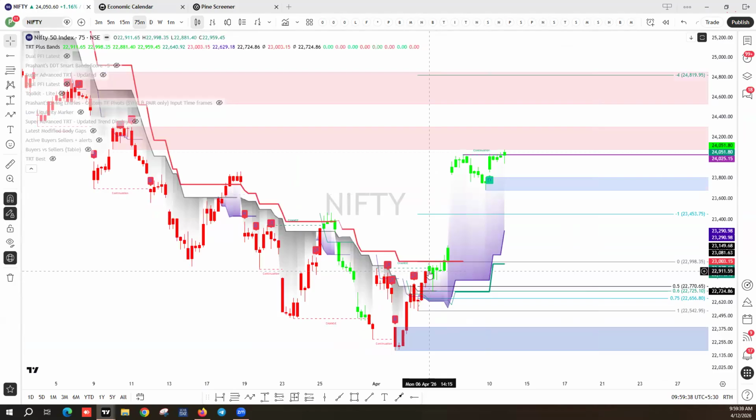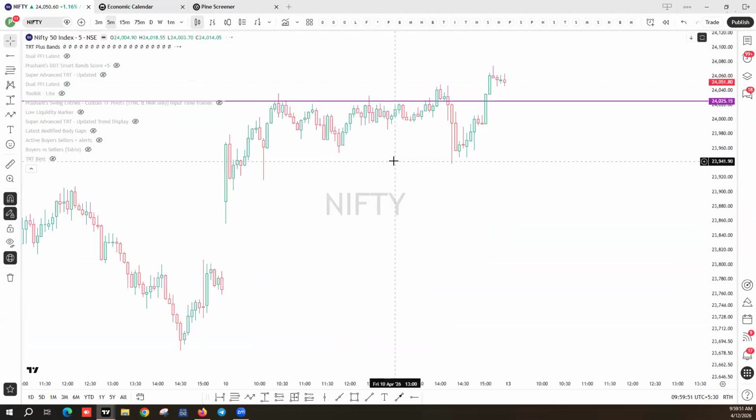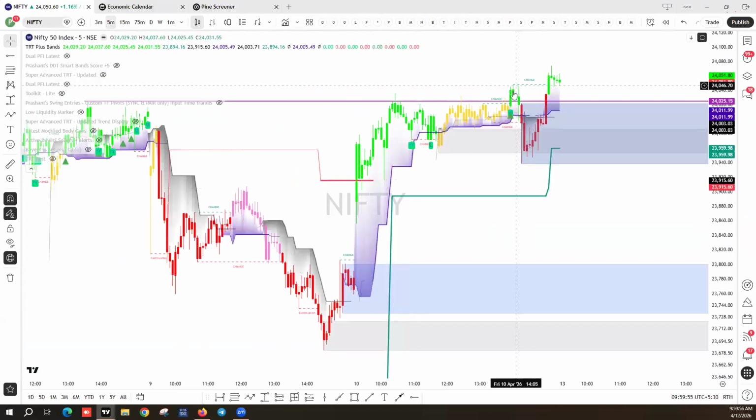Here it changed to green. Then it closed here nicely and gap up open. So on 75 minute there is not a strong breakout. On 15 minute we don't see a strong breakout. See on this chart, 5 minutes. This one. No, no. Yes, this one.